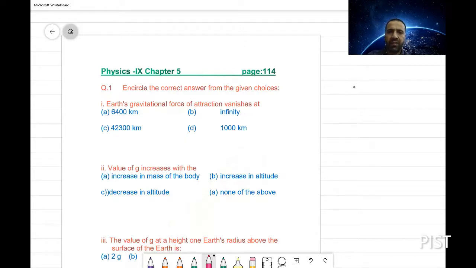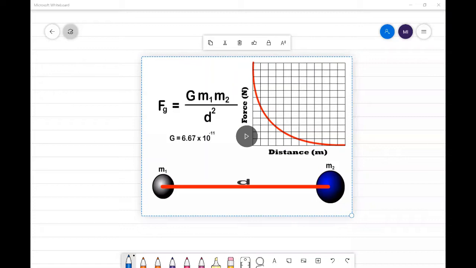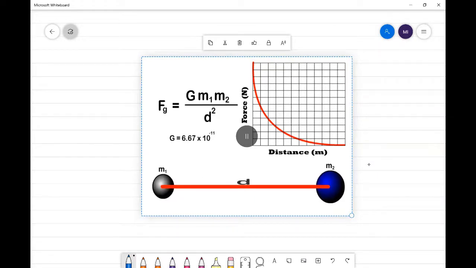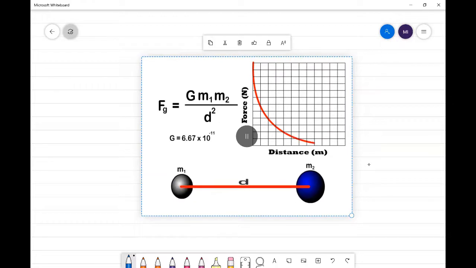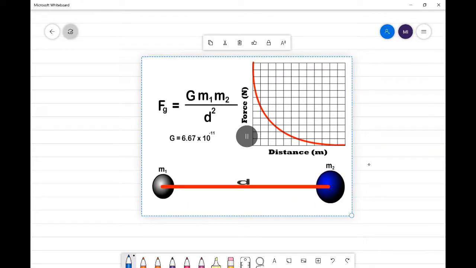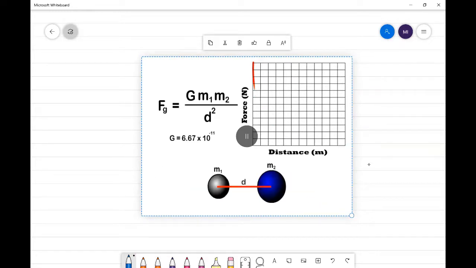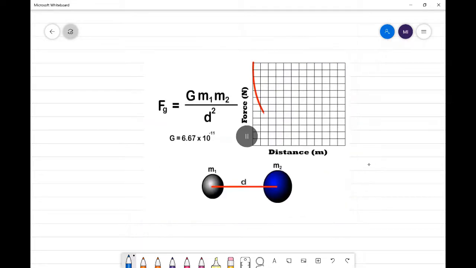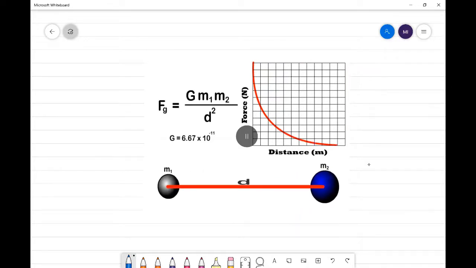Let me help you in explaining this, and I want to show you one picture. Now look, this is the distance between the two masses. Now you will see how the force looks when I play this video. This is the distance axis, and there is the force axis. When the distance is small, the force is very large. Now as the distance increases, you see the force decreases. But you see that it never crosses the x-axis. It is just going this way.